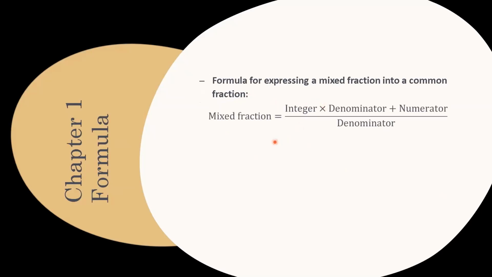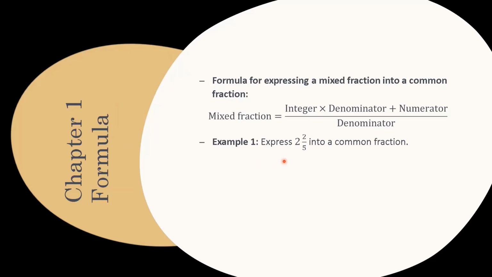Now the next part, formula. As you can see, the formula for expressing a mixed fraction as a common fraction: mixed fraction equals integer multiplied by denominator plus numerator, divided by denominator. So this is the formula, my dear. Again, I am saying: integer multiplied by denominator plus numerator, divided by denominator.